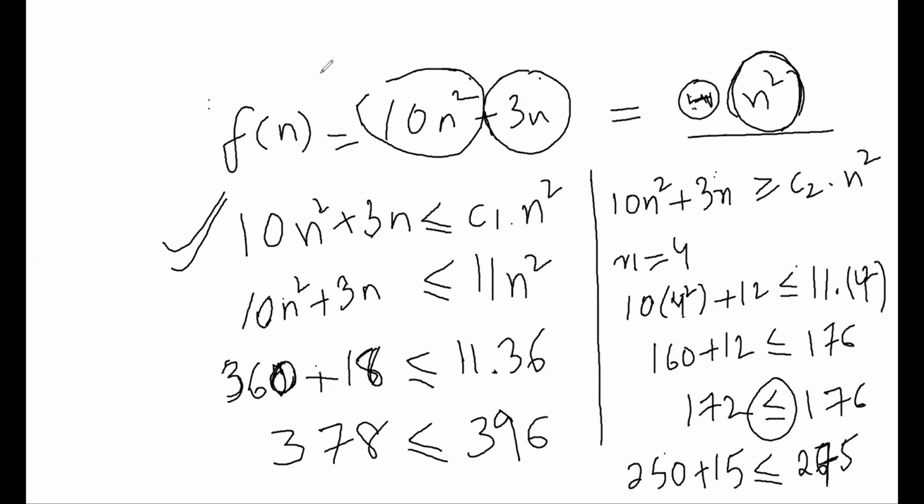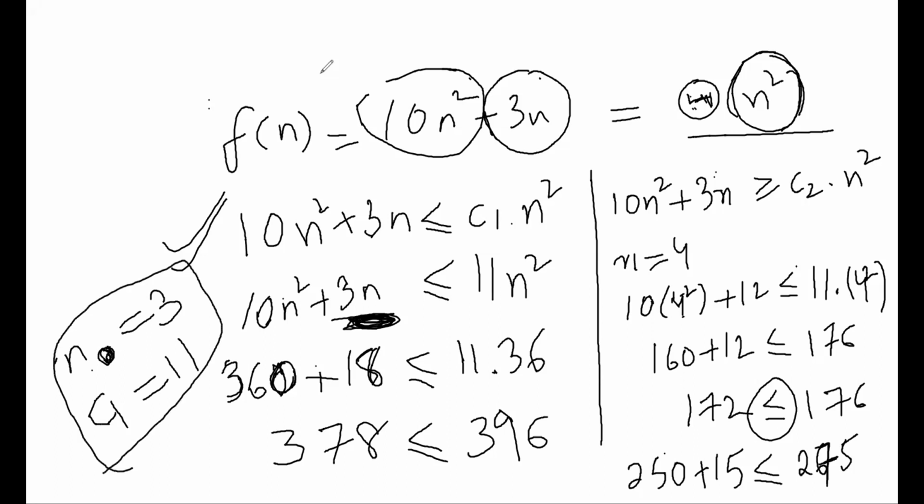3 won't be n square at this position. So you will not get 11n square on the left hand side. You will obviously get something less than 11n square. So for n0 equal to 3 and for C1 equal to 11, your Fn is O of n square, right? So we have proved one part of the equation.